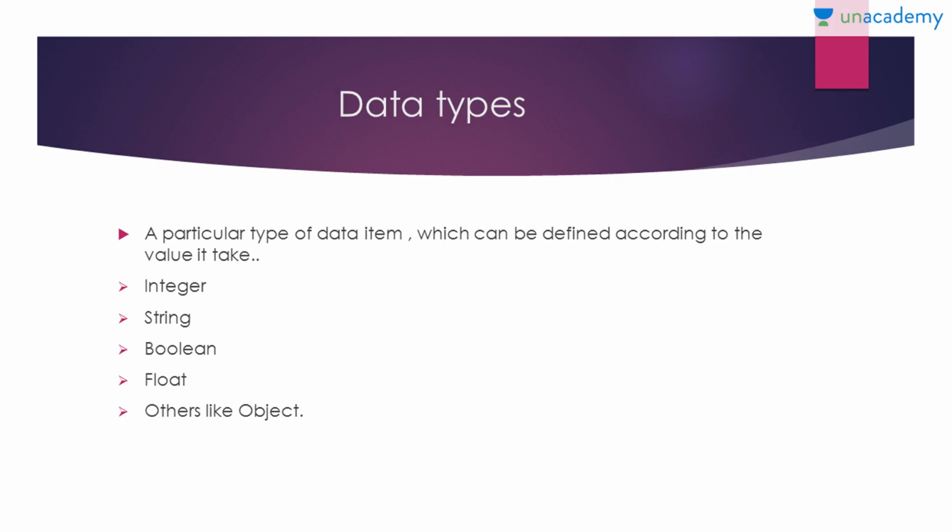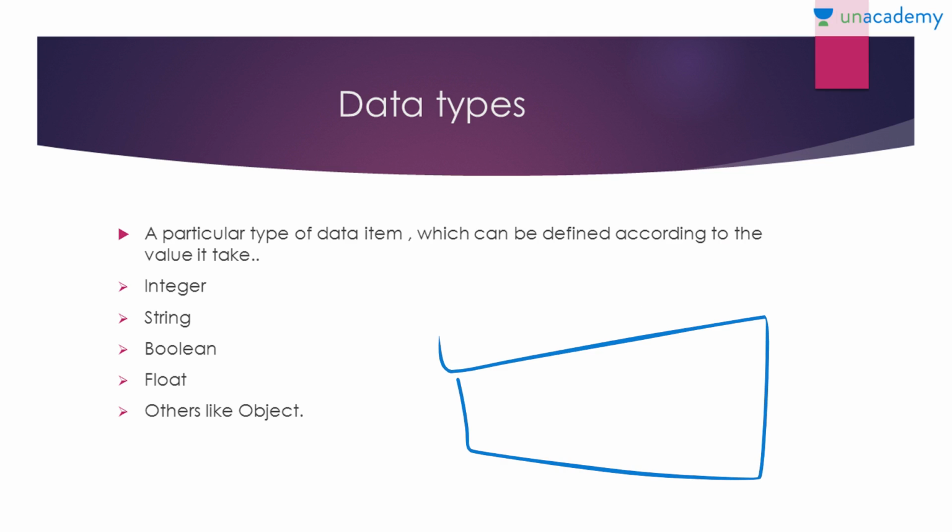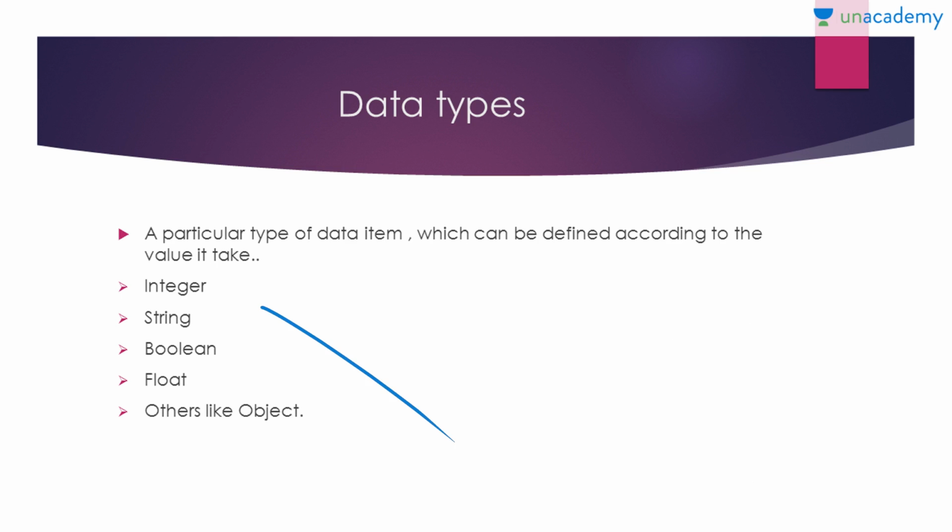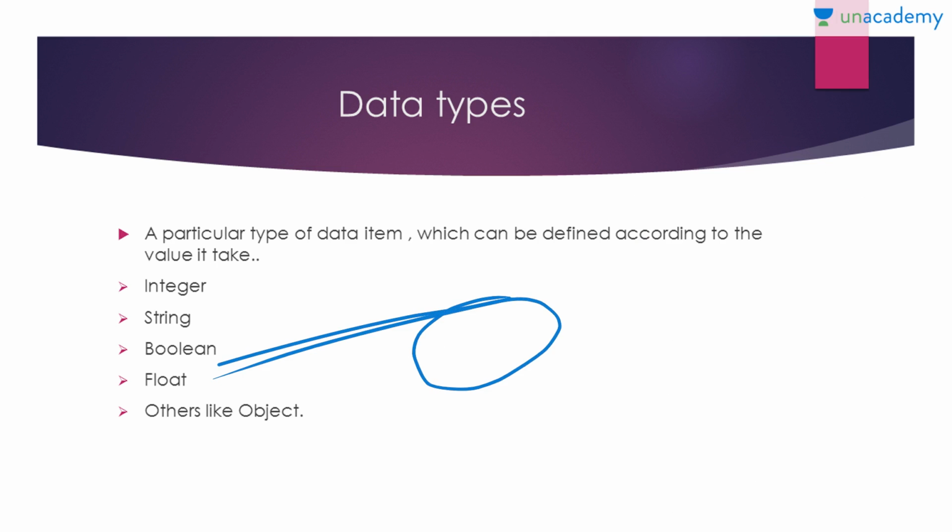Now coming to the most important topic, the data types, right? Whether you are working with any programming language, you will notice data types, right? Well, a data type is a type of data item. It may be any data, okay? It's just a type of the data item which can be defined according to the value it takes. So let us say I have a number, okay? Then it may be an integer or it may be a decimal. Let's say I have a text, okay? Then it's a string. If I have two conditions, which are true and false, it is a bool, right? And if I have a decimal place, I will say it's a float.